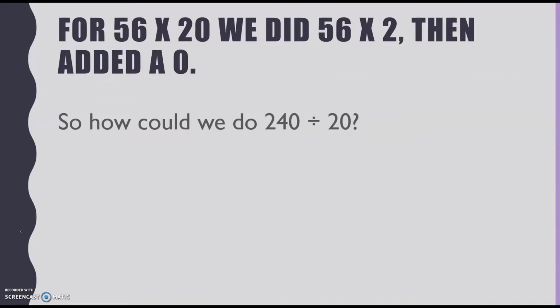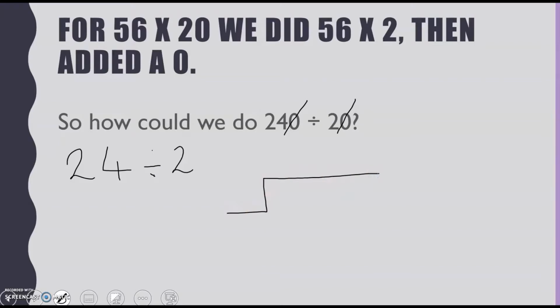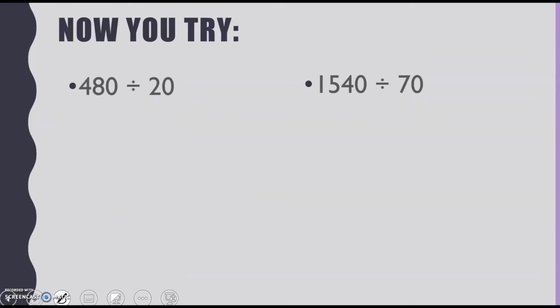So my 240 is just going to become 24. So in this case, I've just got 24 divided by 2, and if you wanted to, you could do that as your bus stop sum from before. 2 goes into 24, 2 goes into 2 once, 2 goes into 4 twice, and so 12 is our answer. Have a go at these 2 sums here and come back for the answer.